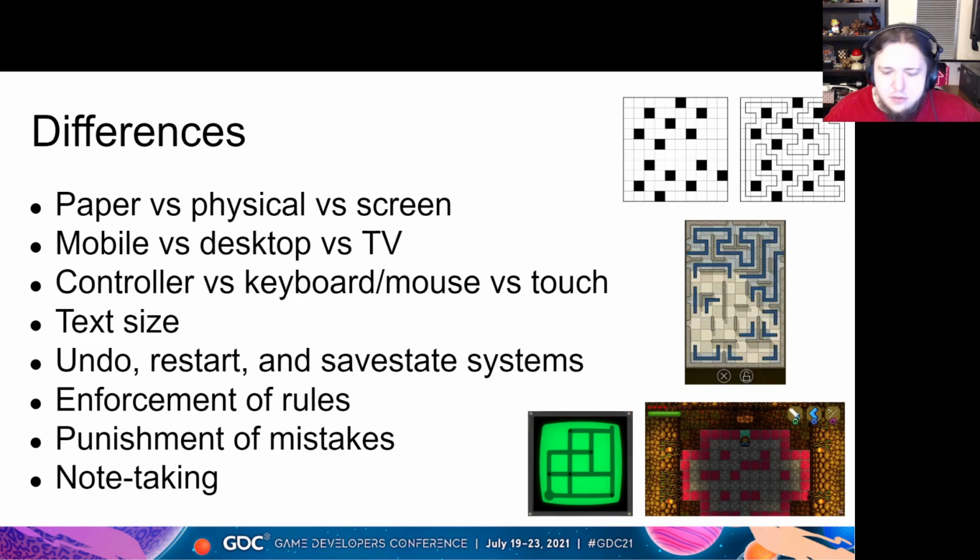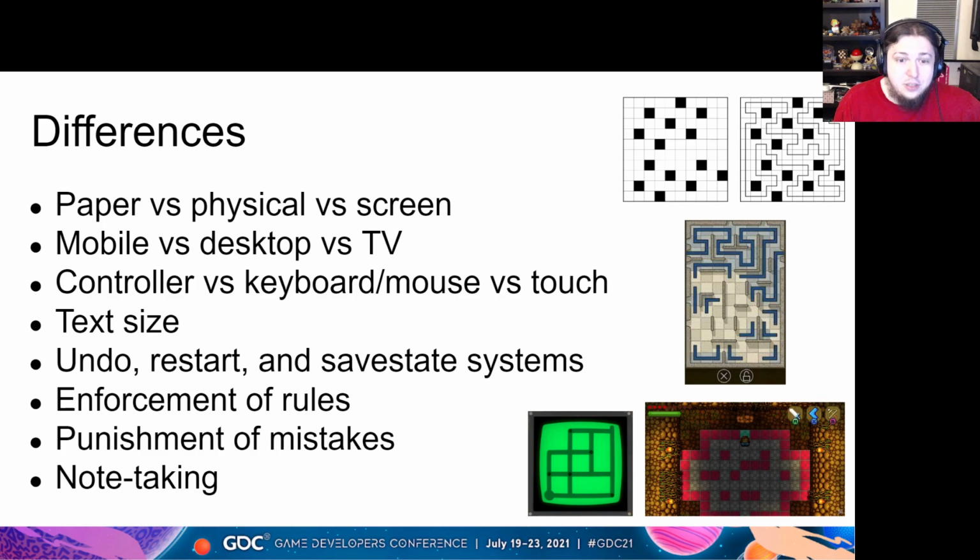The modality of your input and the output that you're being shown, right? Whether you're seeing a screen or seeing something physically in front of you or doing something on paper, whether you're using even controller versus keyboard, mouse versus touch, they all provide different affordances. Like, can you click and drag? Do you have to move a cursor around to select which square you're on? Are you on a small screen or a big screen? How big is the text of your puzzle? Can you undo and restart? Can you save your progress?